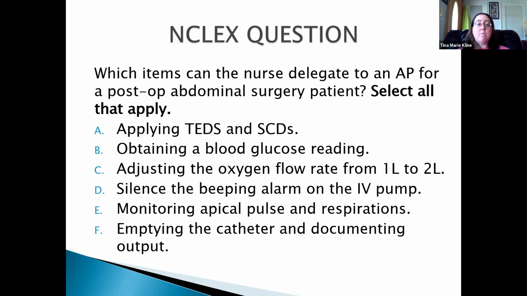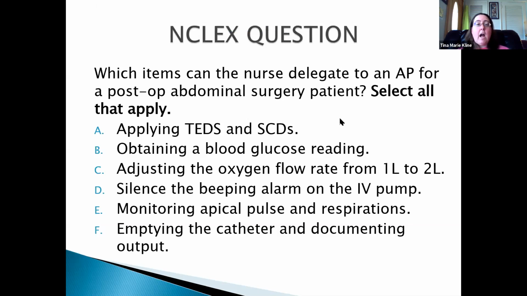Obtaining a blood glucose reading. That is a yes. Your APs can do blood glucose checks. Now, I will say in some facilities, the RN or the LPN might be doing that, and that's a facility-specific policy. When NCLEX tests you, they're looking at global, nationwide standards and norms. Okay, so it is the norm that your AP can do a blood glucose reading. So A is good, B is good. They can do that.